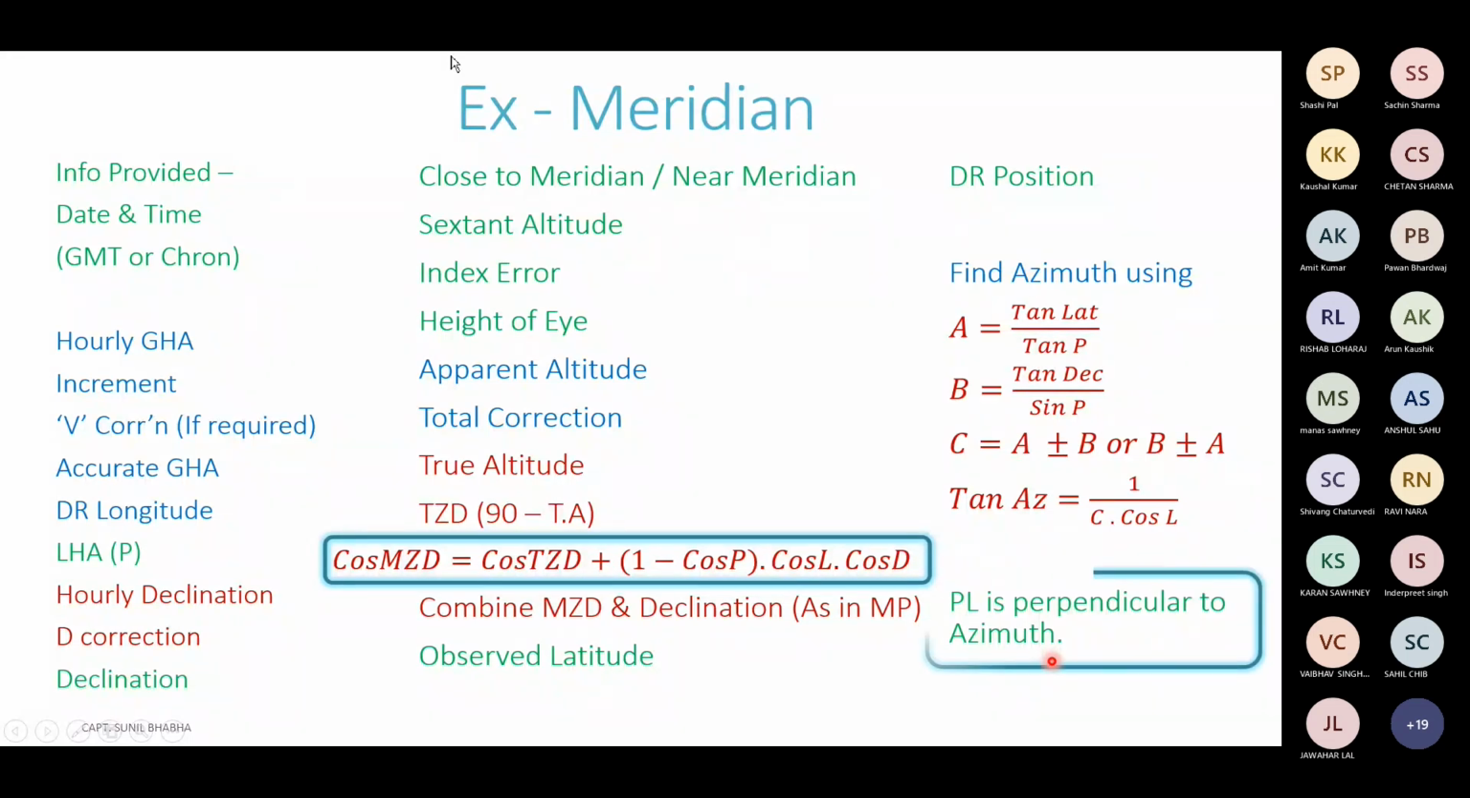So we have obtained the azimuth and we have obtained the observed latitude. These are the two data items which are required to plot the position line. Once these two are known, we can plot this PL on the chart or in our plot.